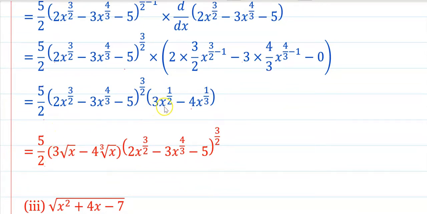3 x raised to 1 upon 2 means what? Root x. Minus 4, what is that? x raised to 1 by 3 means what? Cube root of x. And these are the remaining terms: 2x raised to 3 by 2 minus 3x raised to 4 by 3 minus 5, and this way. Okay.